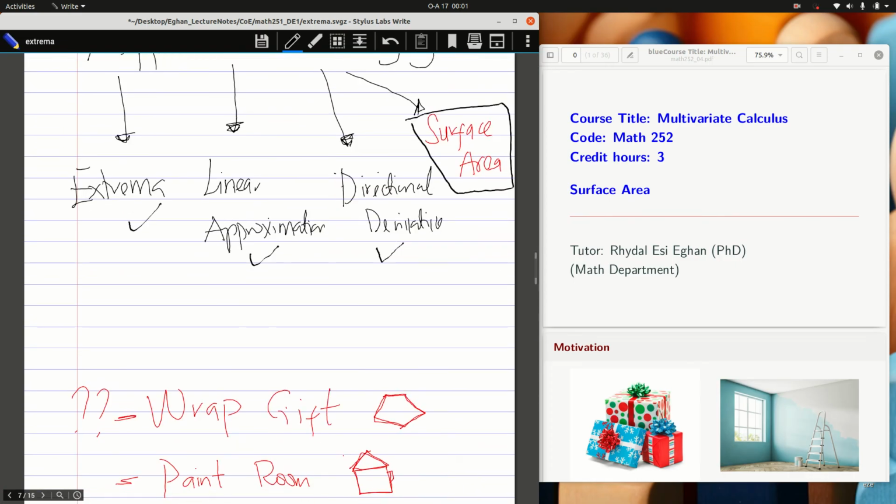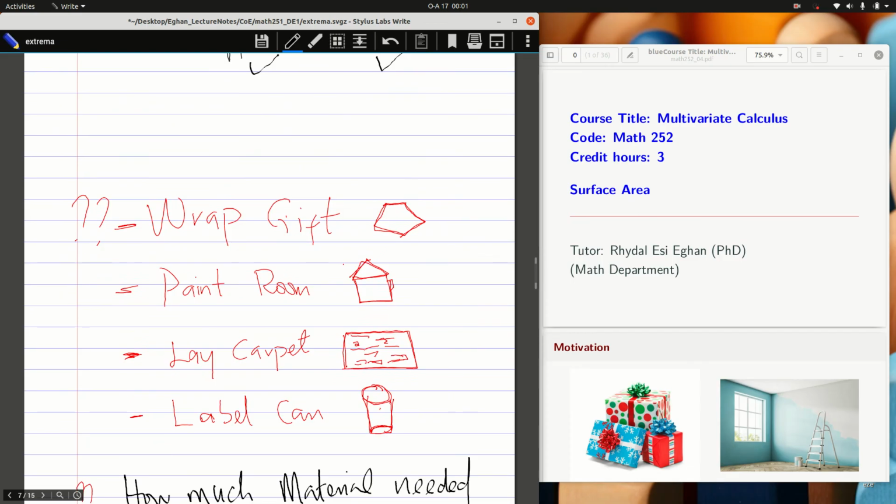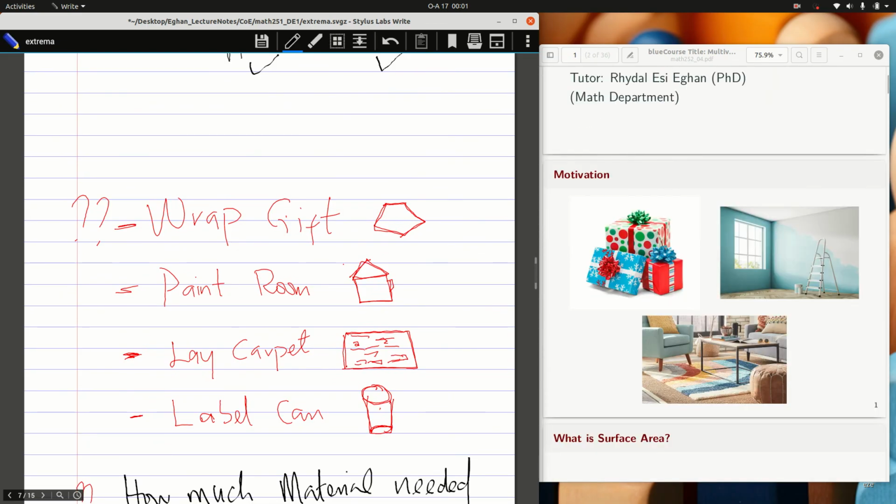Now let's think of these things as I have on my slide here. If you're asked to wrap a gift of any shape at all, whether it's a square, a rectangle, a circle, a prism, any form of shape, you should be able to wrap that gift, a hamper, anything. If you're asked to paint a room, what comes to mind? If you're asked to lay a carpet in a room, what should you do? And what can be the best measurement you can have for the carpet size?